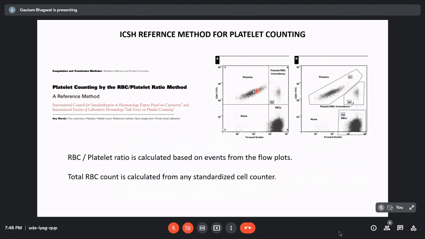So with this, what we get is the platelet to RBC ratio. Once we get the platelet to RBC ratio, the next step is to look for the total RBC count from any standardized cell counter. Once we have the platelet to RBC ratio and the total RBC count, it becomes a normal calculation to calculate the number of platelets, and this is the reference method for platelet counting.